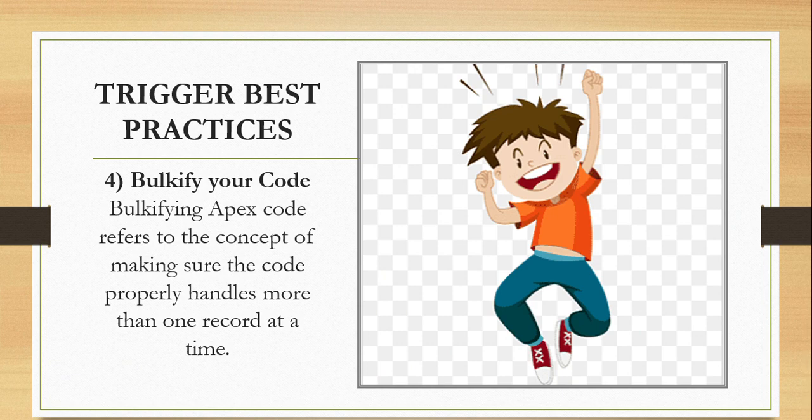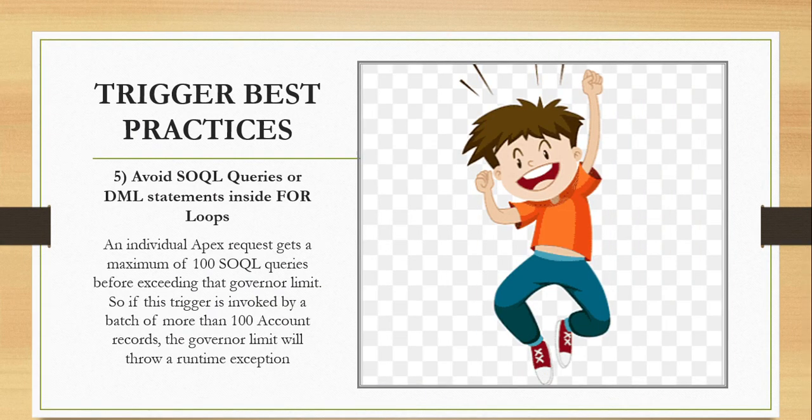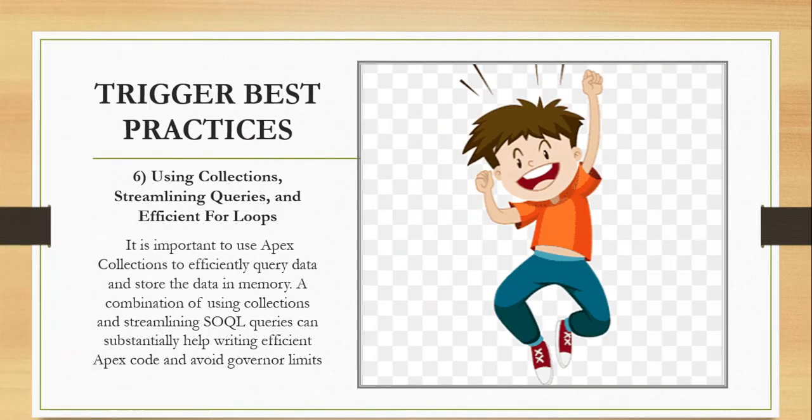Bulkifying Apex code refers to the concept of making sure that the code properly handles more than one record at a time. Avoid SOQL queries or DML statements inside a for loop. An individual Apex request gets a maximum of 100 SOQL queries before exceeding the governor limits. So if a trigger is invoked by a batch of more than 100 account records, the governor limit will throw a runtime exception.